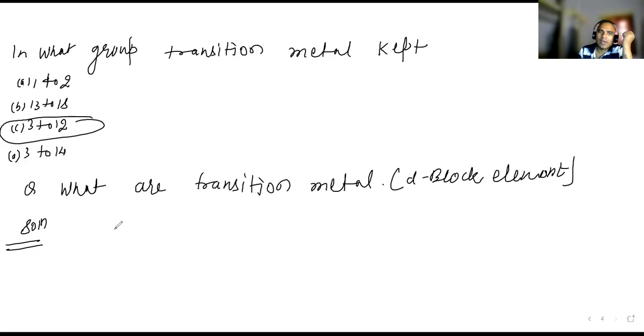Okay, good. What is a transition element? Do you know the meaning of transition? It's a phase, from one thing to another. It means it is a bridge.